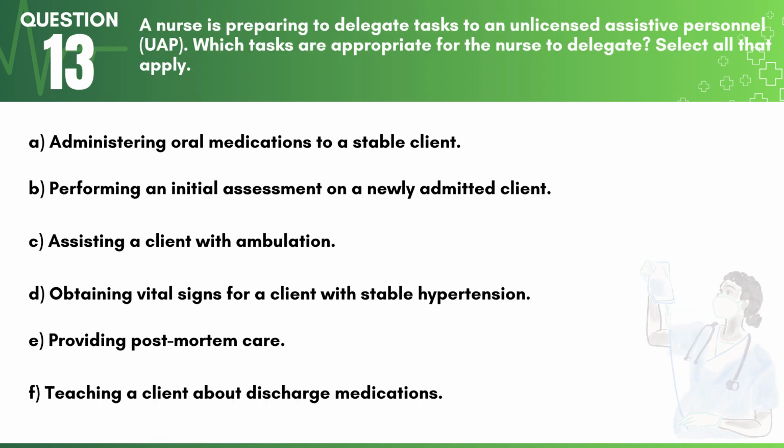Question 13. A nurse is preparing to delegate tasks to an unlicensed assistive personnel, UAP. Which tasks are appropriate for the nurse to delegate? Select all that apply. A. Administering oral medications to a stable client. B. Performing an initial assessment on a newly admitted client. C. Assisting a client with ambulation. D. Obtaining vital signs for a client with stable hypertension. E. Providing post-mortem care. F. Teaching a client about discharge medications.